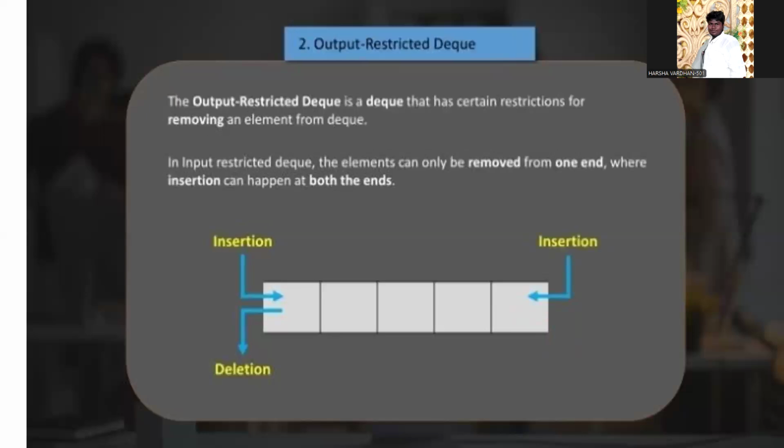When we come to the output restricted deque, here the deque has certain restrictions for removing an element. Insertion can easily happen at both ends of the deque, but removing an element is more restricted compared to the input restricted deque. In an output restricted deque, removal happens at only one end, and insertion can happen at both ends of the deque.